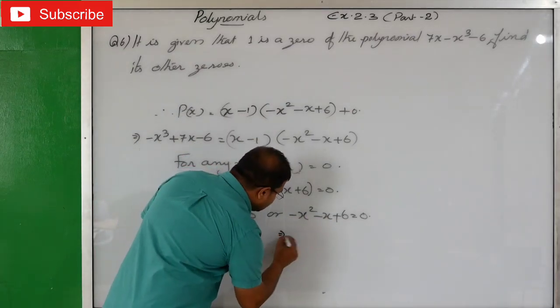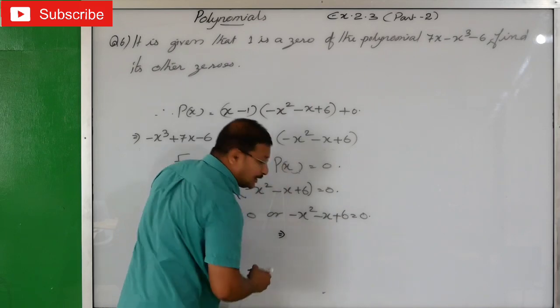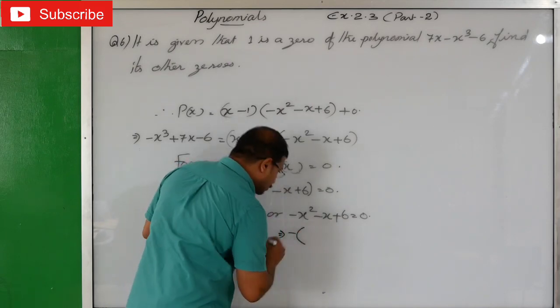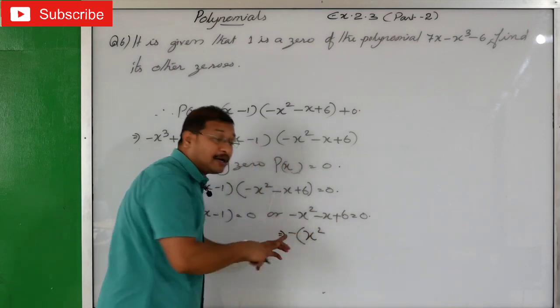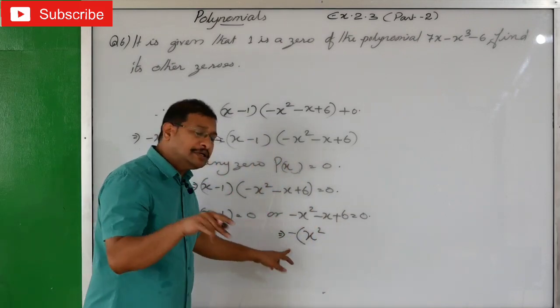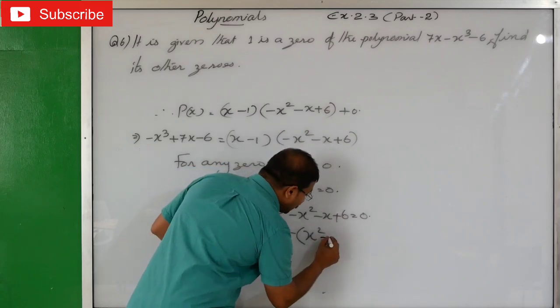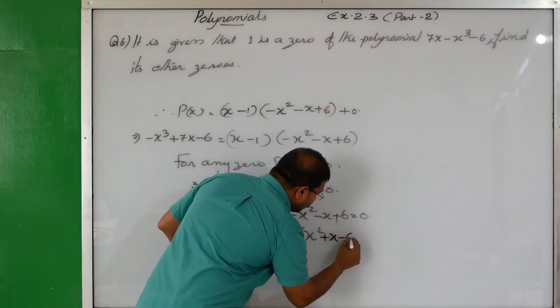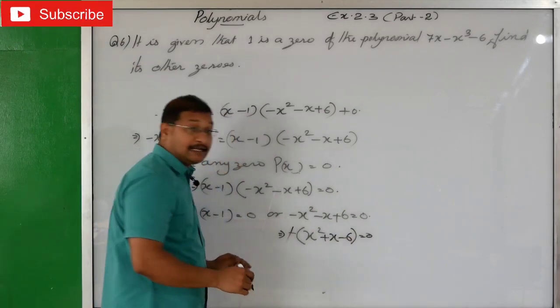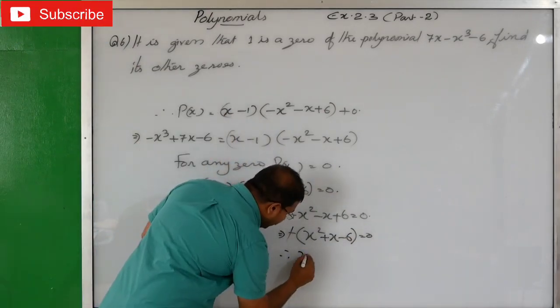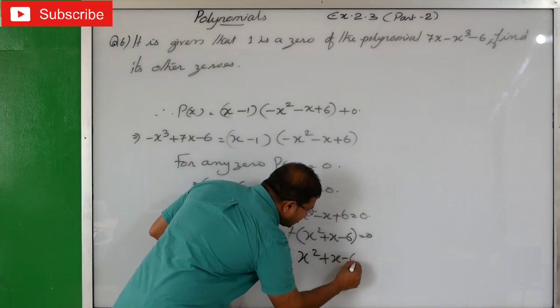This implies from this term we will take minus outside, minus of x square. If you take minus outside, all the minus will become plus and the plus will convert into minus. So this minus will convert into plus and the plus will convert into minus. Since the other side is 0, the minus we can cancel. Therefore, x square plus x minus 6 equals 0.